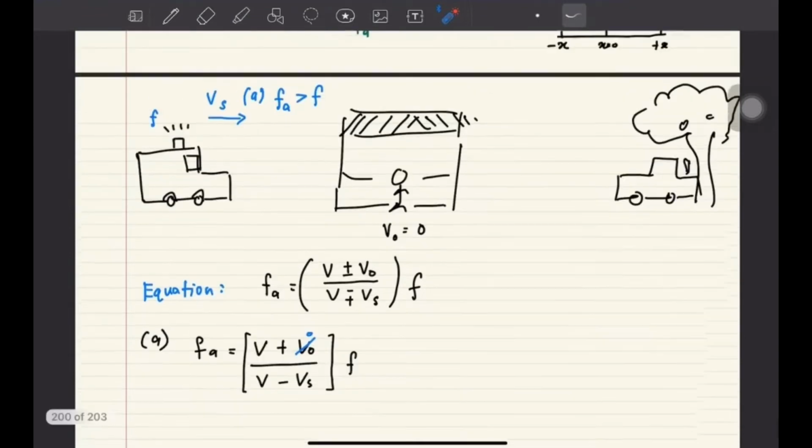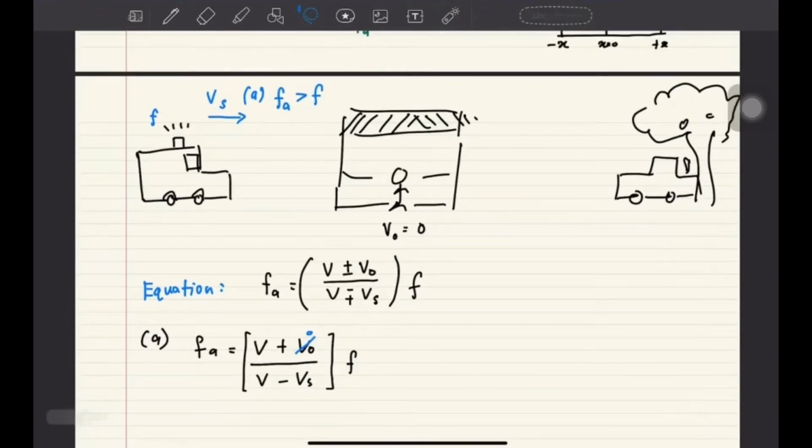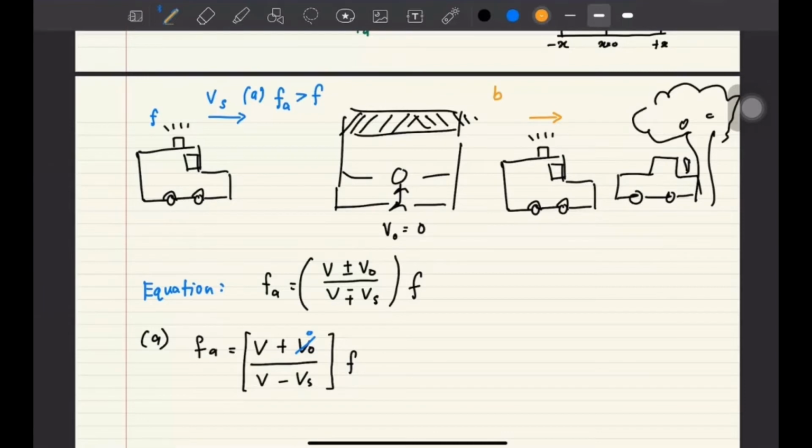Now let's say the ambulance now dah pass through you. Dia dah lebih daripada kamu. Dia dah melepasi kamu. Now dia somewhere over here. Dia still bergerak and still moving away from you. Situation B. So in this case, do you expect the frequency to be higher ke lower? Lower. Lower, okay, very good.